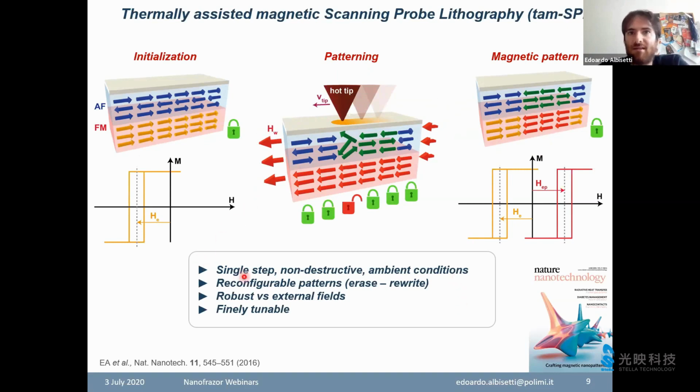And it's a simple technique, or reasonably simple technique. So it's a single step. It's non-destructive because we are simply temporarily destroying the interaction. But then when you cool down the system, it goes back to normal.